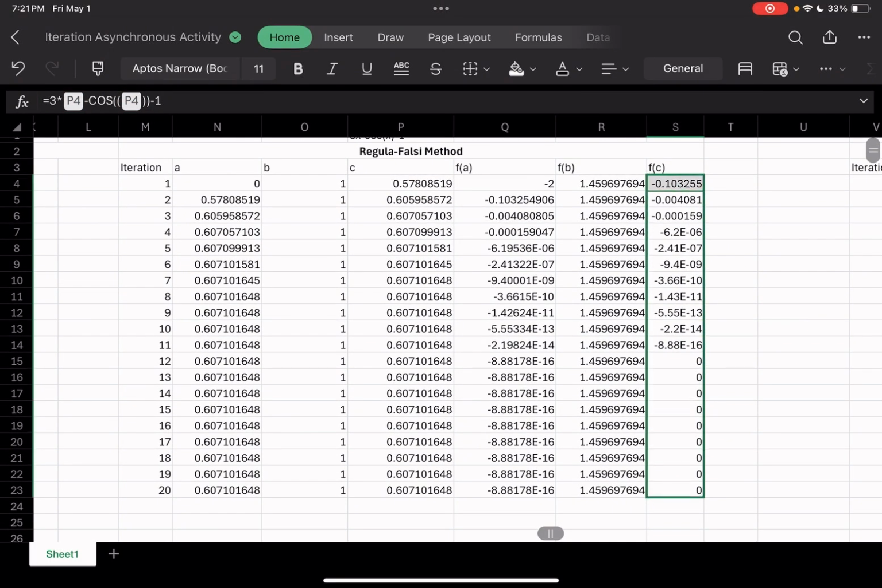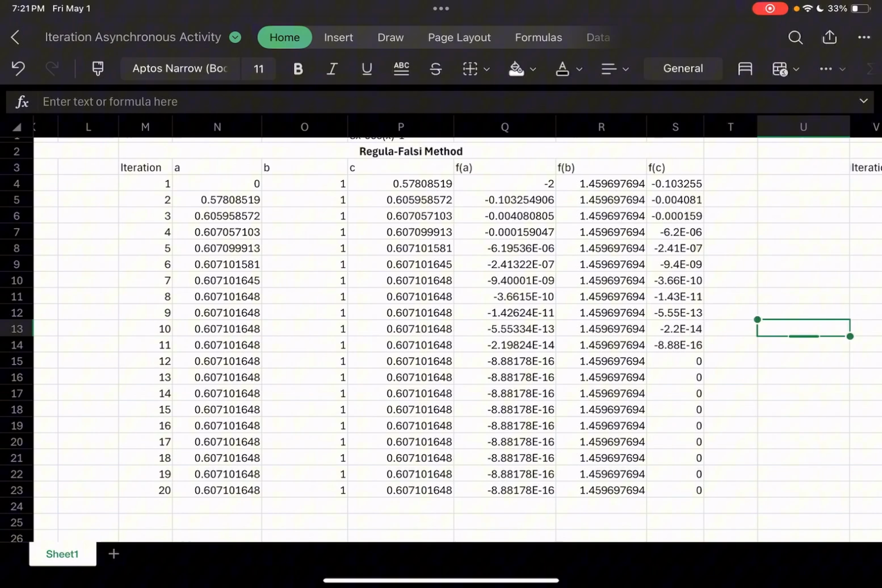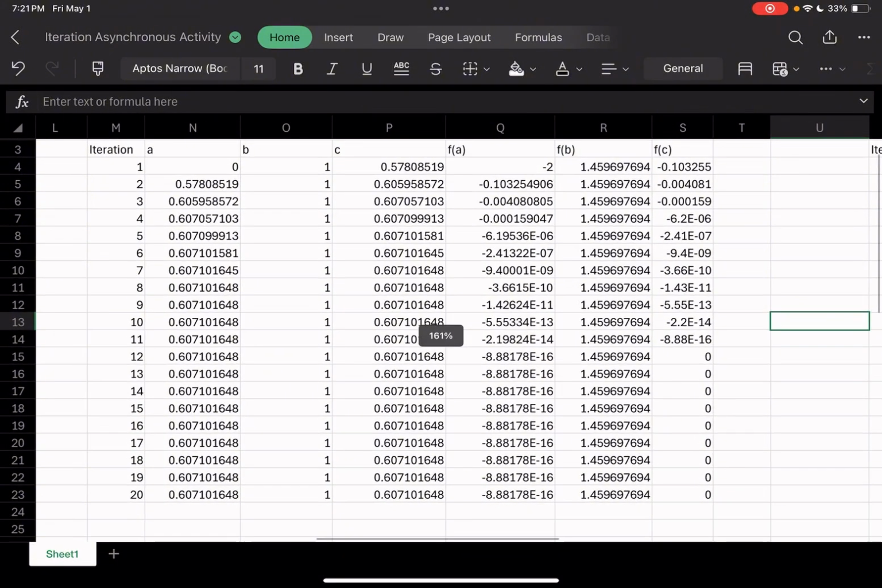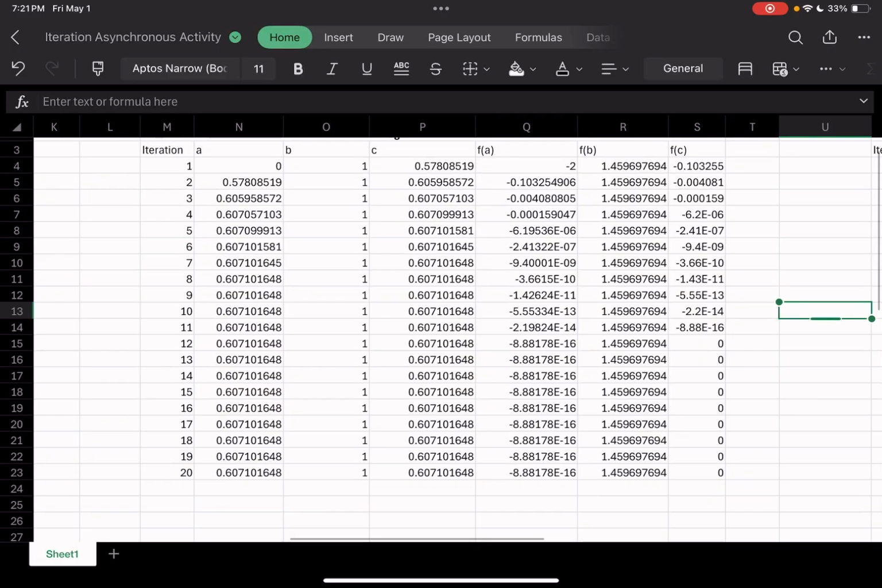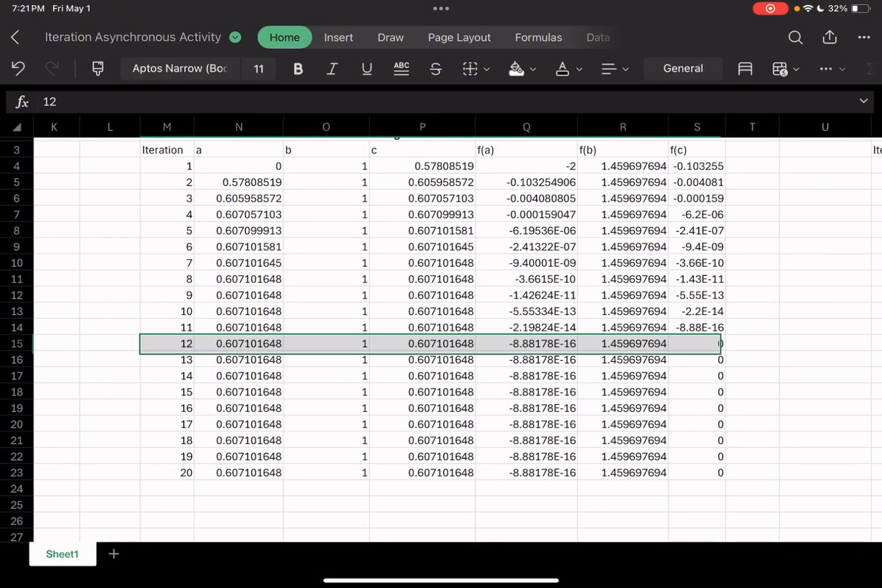And drag that down. So since the regula falsi method needs to iterate until our F of C is equal to 0, that would be in our 12th iteration, which is right here.